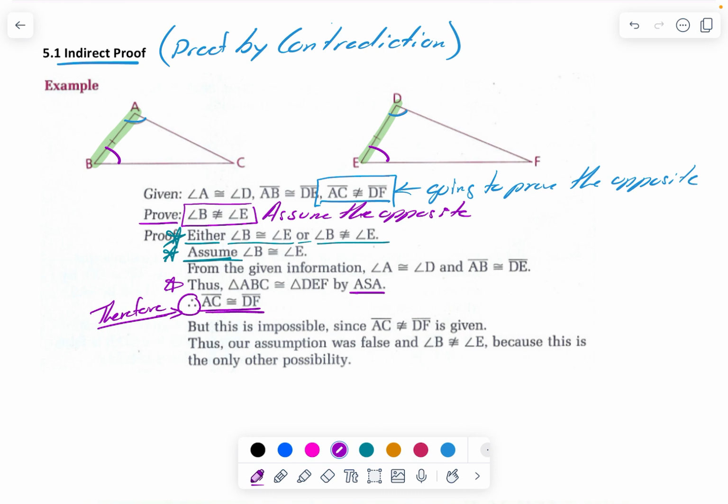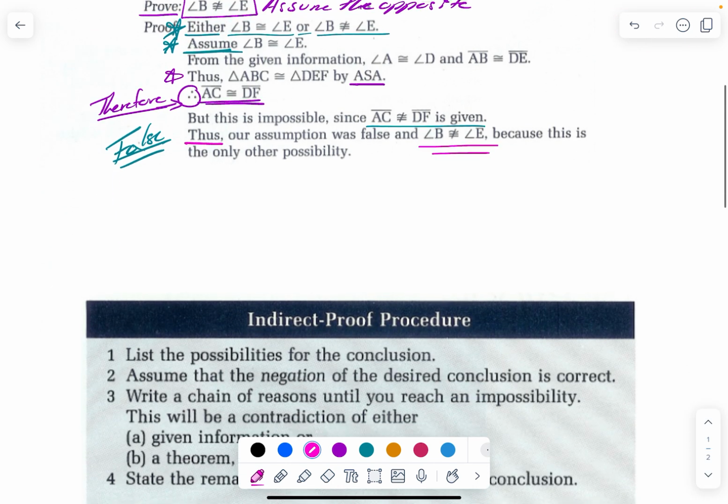But then we say false, right? We scream false. It can't be, because we were given that they weren't congruent. And then we say thus or hence, our assumption was false, and that must be true. So therefore, those angles must not be congruent because it led to that contradiction. Wasn't that fun?